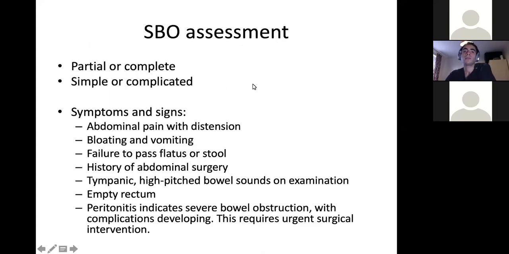So for small bowel obstruction, the signs you look out for are tummy pain, a distended tummy, bloating or vomiting, and the patient not passing stool or flatus. When gathering the history, you need to ask if the patient has had previous surgery, as adhesions secondary to previous surgery are the commonest cause. From examination findings, there might be high-pitched bowel sounds, and the rectum might be empty on PR examination. If there is peritonitis, that is an indication of a very acutely unwell patient who is likely to need surgical intervention urgently.